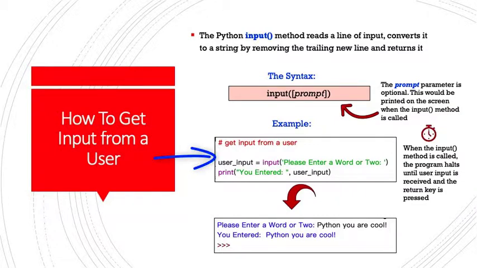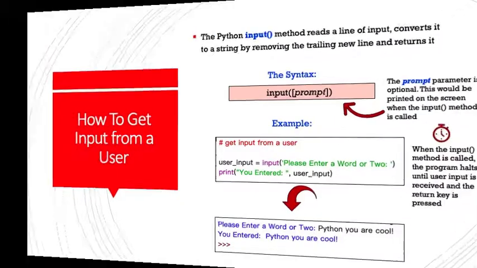So here's an example. We have a variable called user_input that equals our input method, and inside there we make use of that optional prompt, and we ask the user to please enter a word or two. Then we print out "You entered" and our variable user_input. This is what it looks like. We see that this user entered the string "Python, you are cool." And then we printed out "You entered" and the string that they typed.